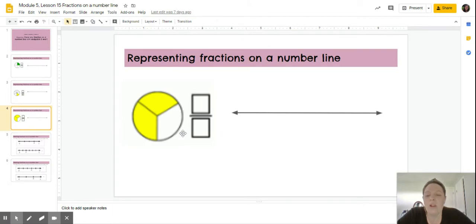Here's my whole. I notice that it is partitioned into 3 equal parts and 2 parts are shaded. So what fraction would represent the number of shaded parts? Well, above my fraction bar, I put the number of parts shaded, so that's 2. Below my fraction bar, I put the total number of parts, 1, 2, 3. 2/3.